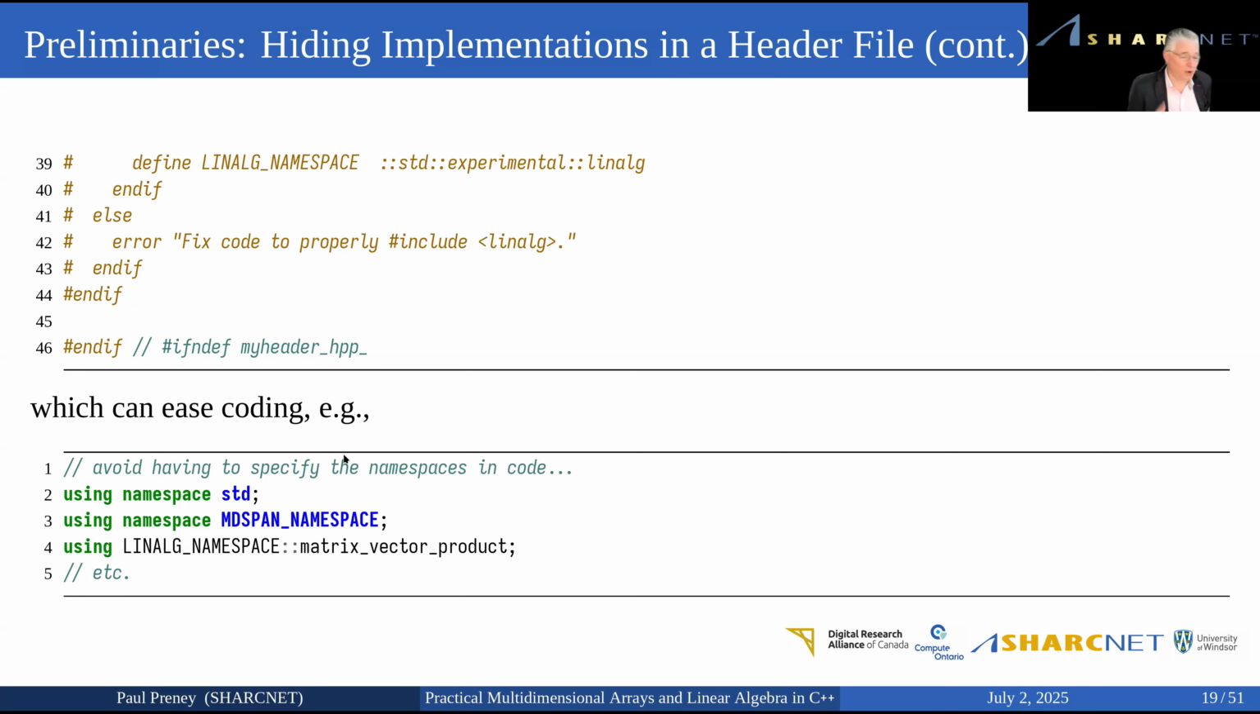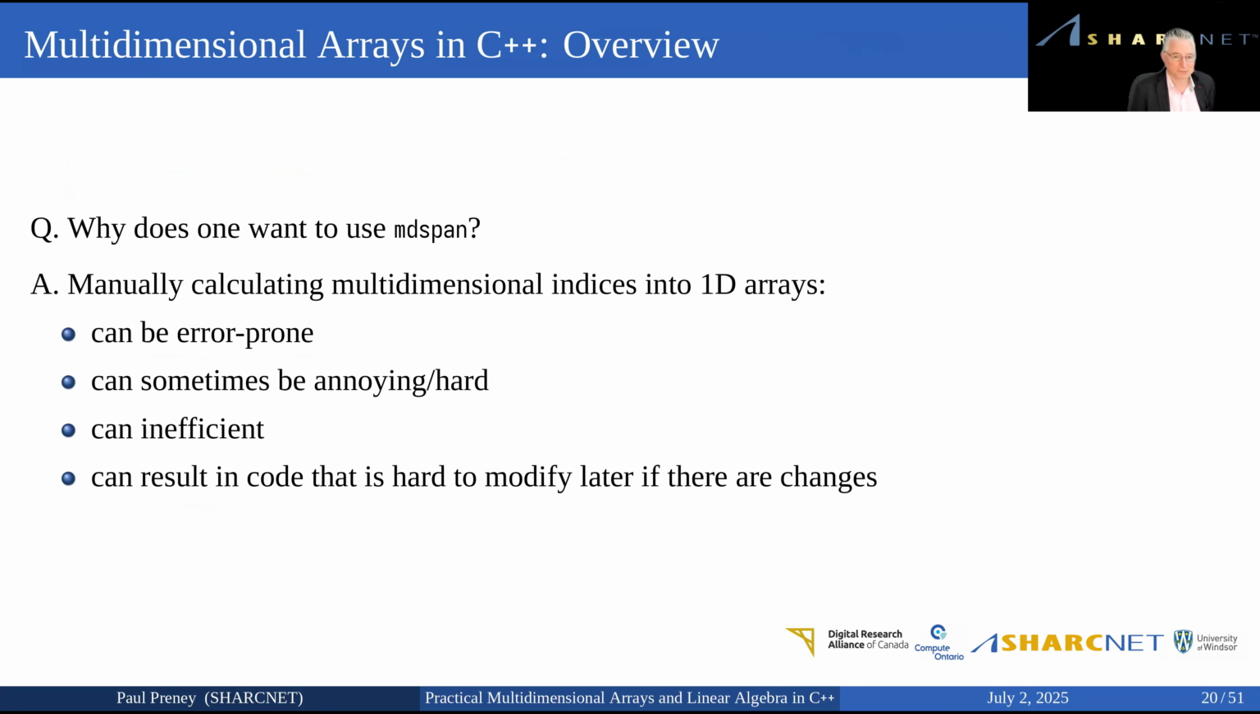Why do all that? Why have a header file with all that? Well, because then, probably you're doing using namespace std, fine. You can go using namespace mdspan namespace, semicolon, right? Or you can do specific symbol names like using linalg namespace::matrix_vector_product, or you could go using namespace linalg namespace, semicolon. So that makes your coding a lot easier, and you don't have to put std:: etc. in front of things.